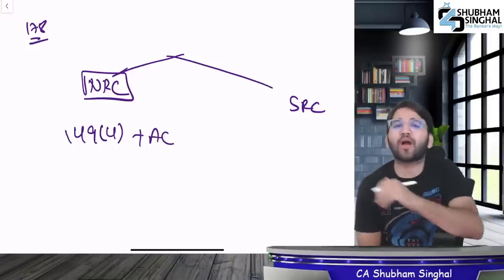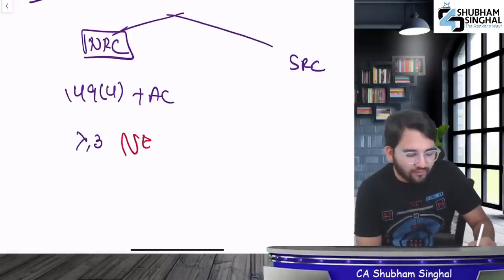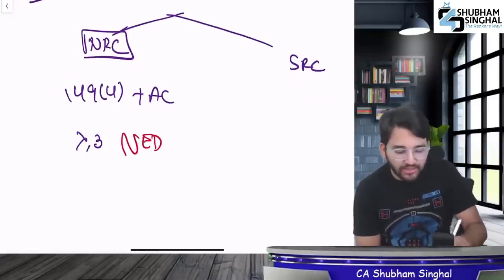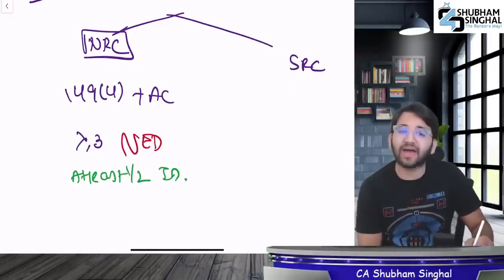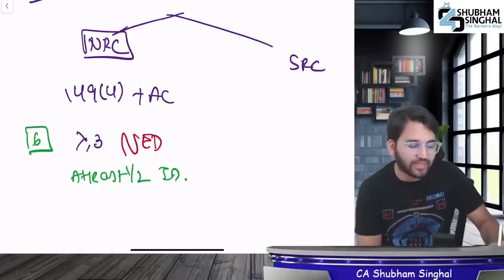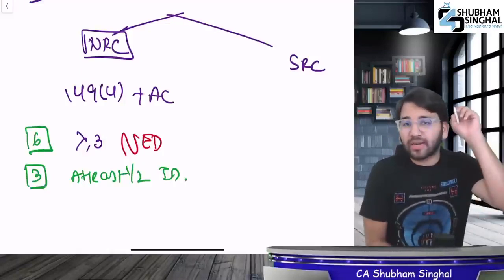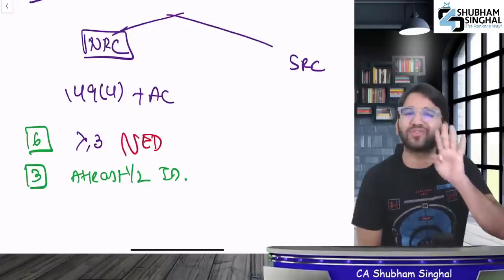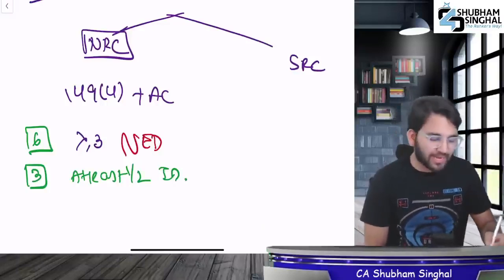What's the composition of the nomination and remuneration committee? In this too, there are 3 or more non-executive directors. And from this, at least half, I'll repeat, at least half of them are independent. At least half means that if there are 6 non-executive directors, then 3 independent directors will suffice here. But if there are 6 directors in the audit committee, at least 4 independent directors are needed, because the word used there was majority.